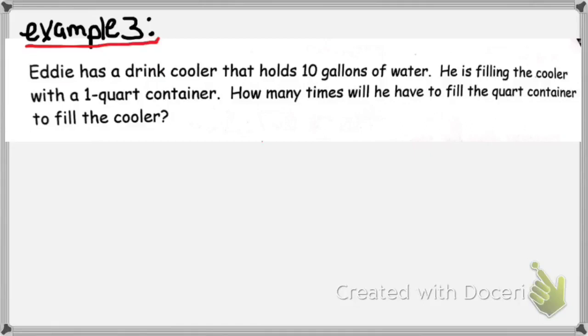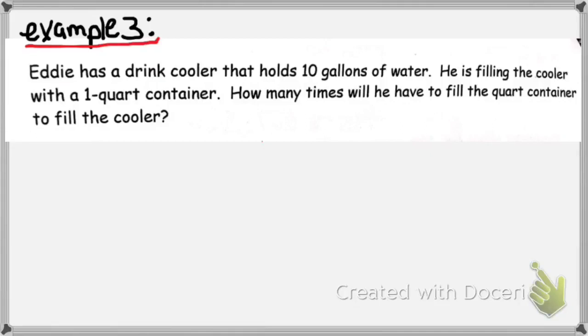We move on to example 3, and just so that you're aware ahead of time, examples 3, 4, and 5 will all kind of go together. They'll all be about Eddie and this drink cooler of his. So let's take a look at it. Eddie has a drink cooler that holds 10 gallons of water. He's filling the cooler with 1 quart container. How many times will he have to fill the quart container to fill the cooler?